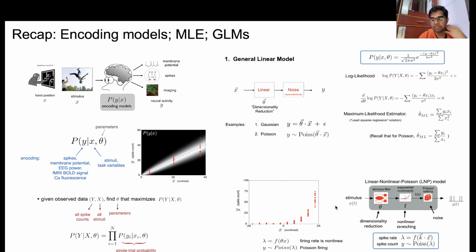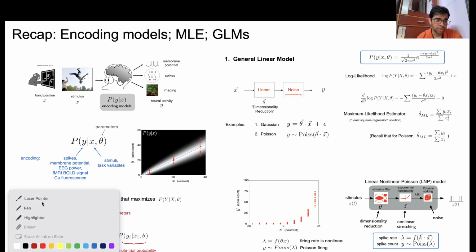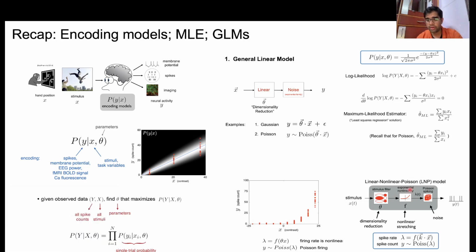So this can be described by this kind of a model where you have the stimulus and all the relevant features for that particular neuron or population of neurons, you multiply by this filter, same as this linear thing. Then pass it through a nonlinear function and then the Poisson distribution to get the firing rate.